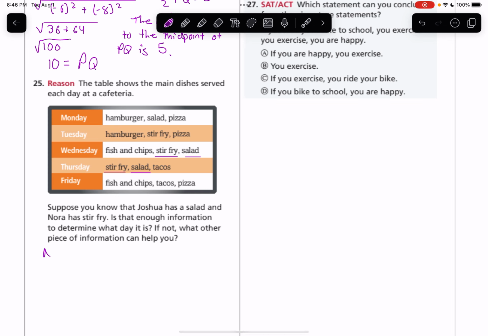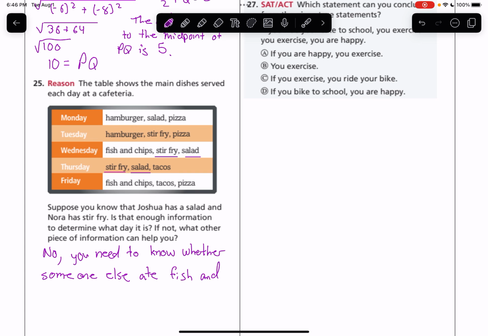So no, you need to know whether someone else ate fish and chips or tacos.